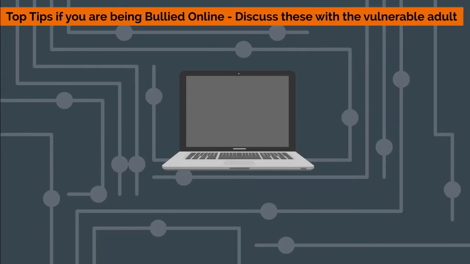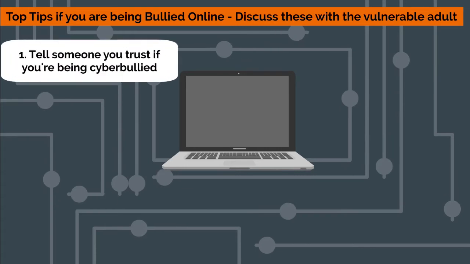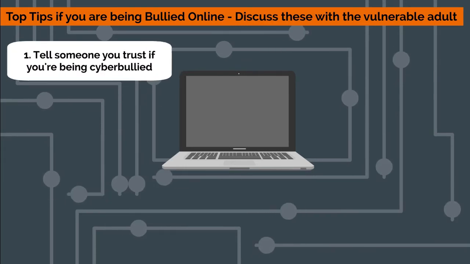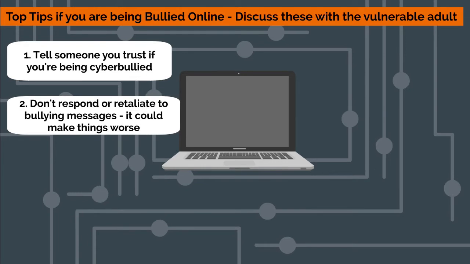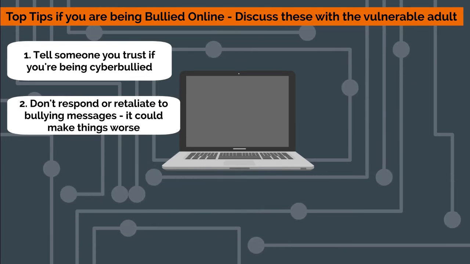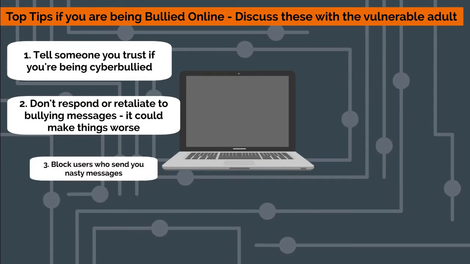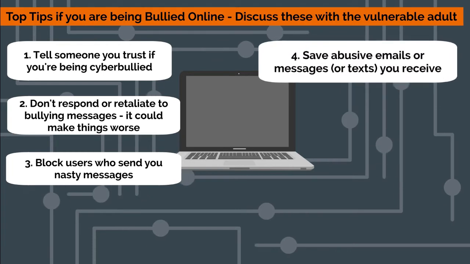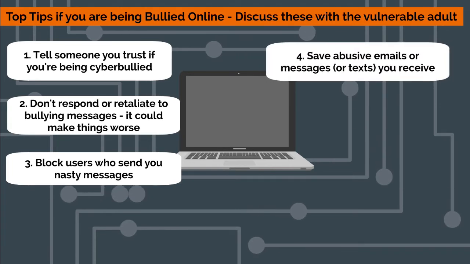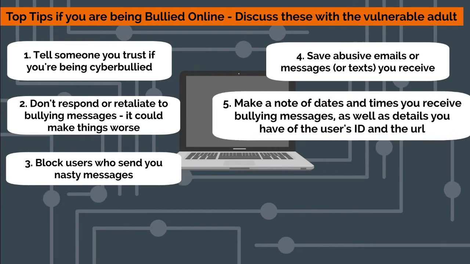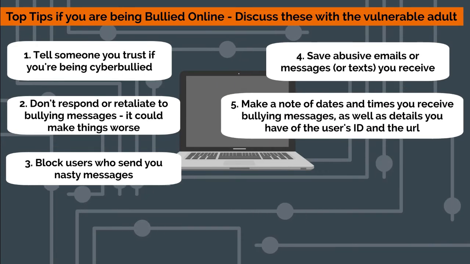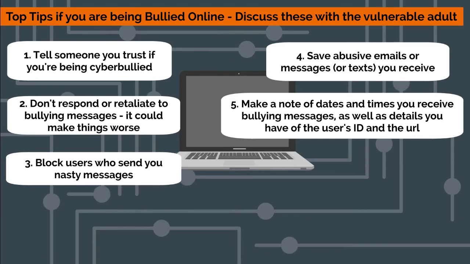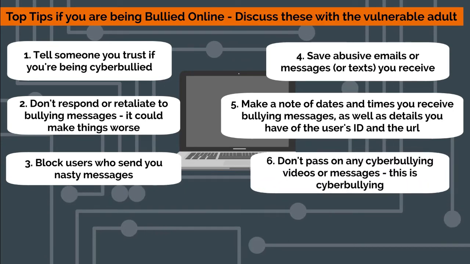Top tips if you are being bullied online. Discuss these with your vulnerable adult. 1. Tell someone you trust if you are being cyberbullied. 2. Don't respond or retaliate to bullying messages. It could make things worse. 3. Block users who send you nasty messages. 4. Save abusive emails or messages or texts you receive. 5. Make a note of dates and times you receive bullying messages, as well as details you have of the user's ID and the URL.